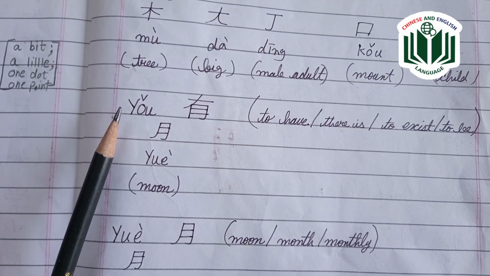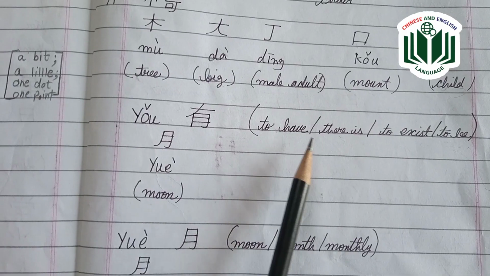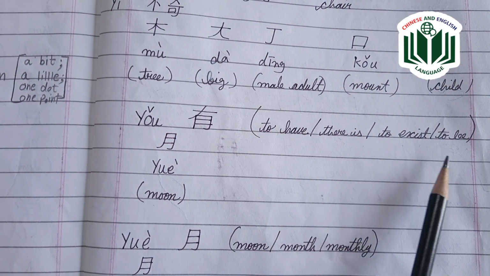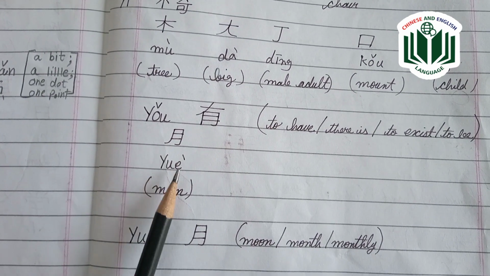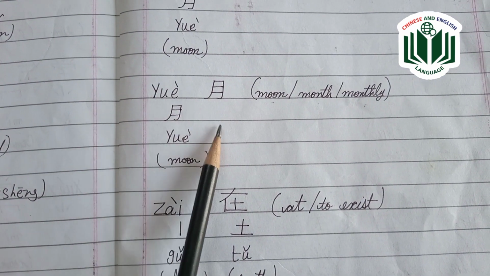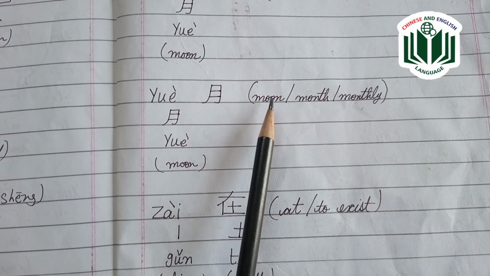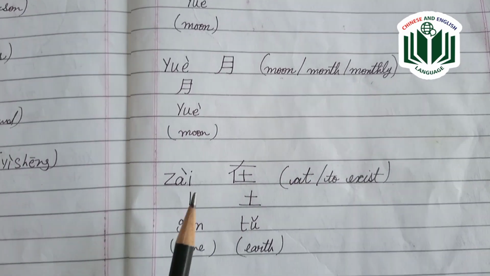Now we have yǒu. Yǒu means to have, there is, to exist, to be. It has the radical yuè, which means moon. Yuè means moon, month or monthly.